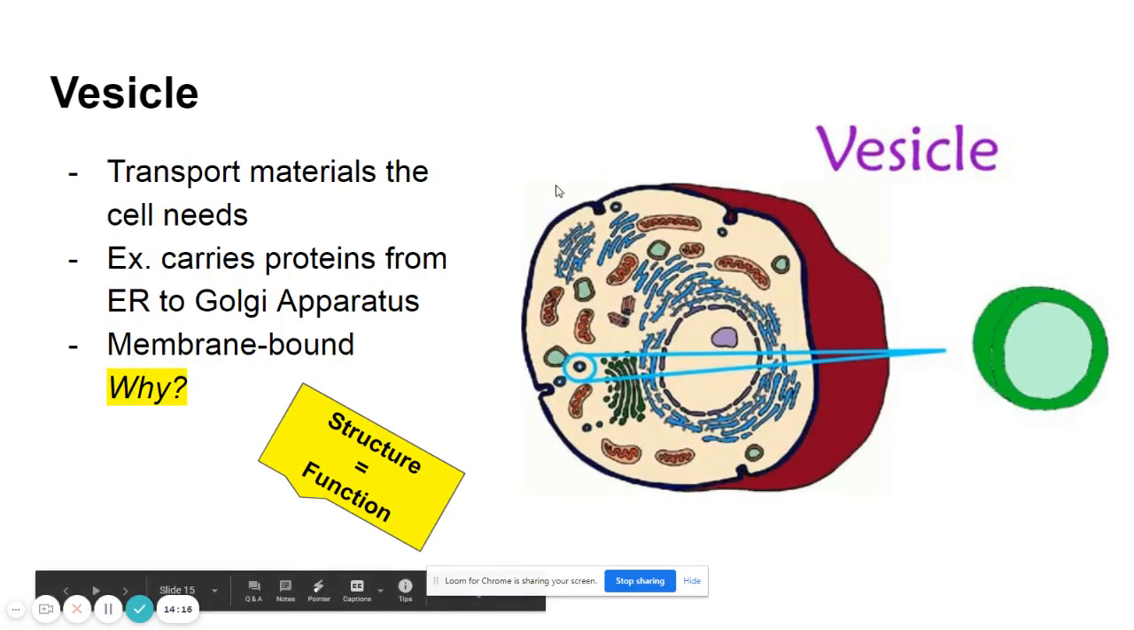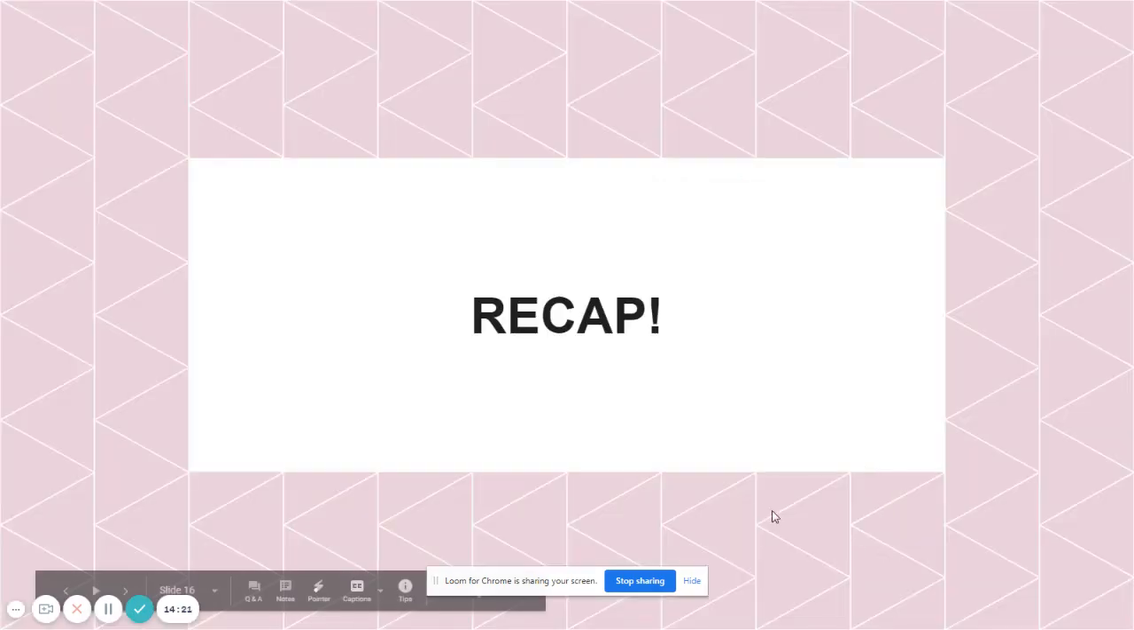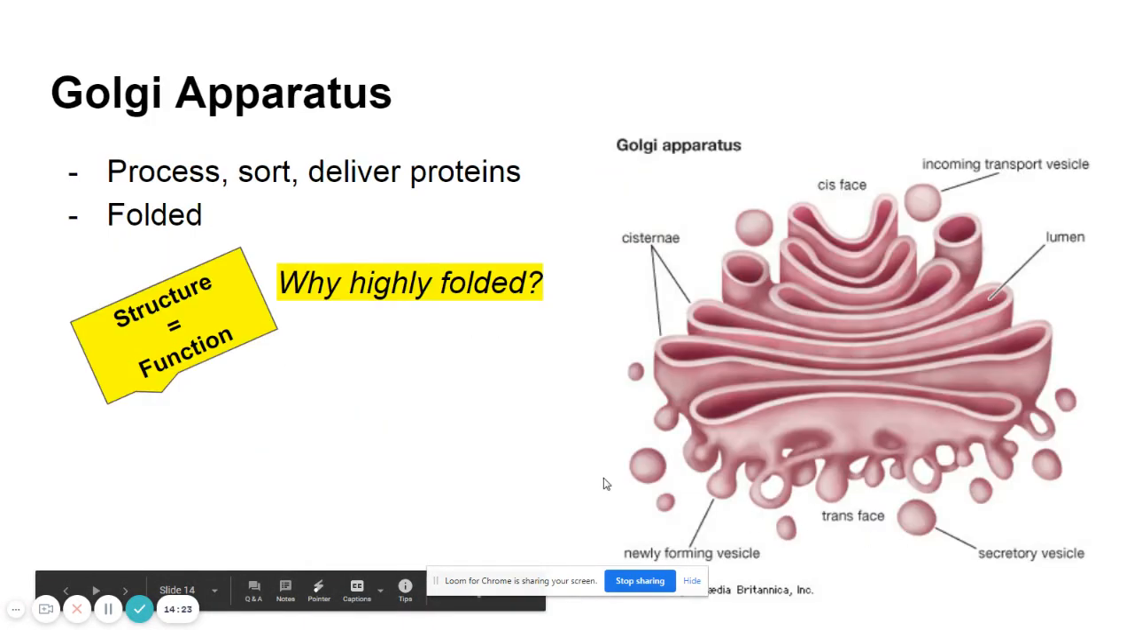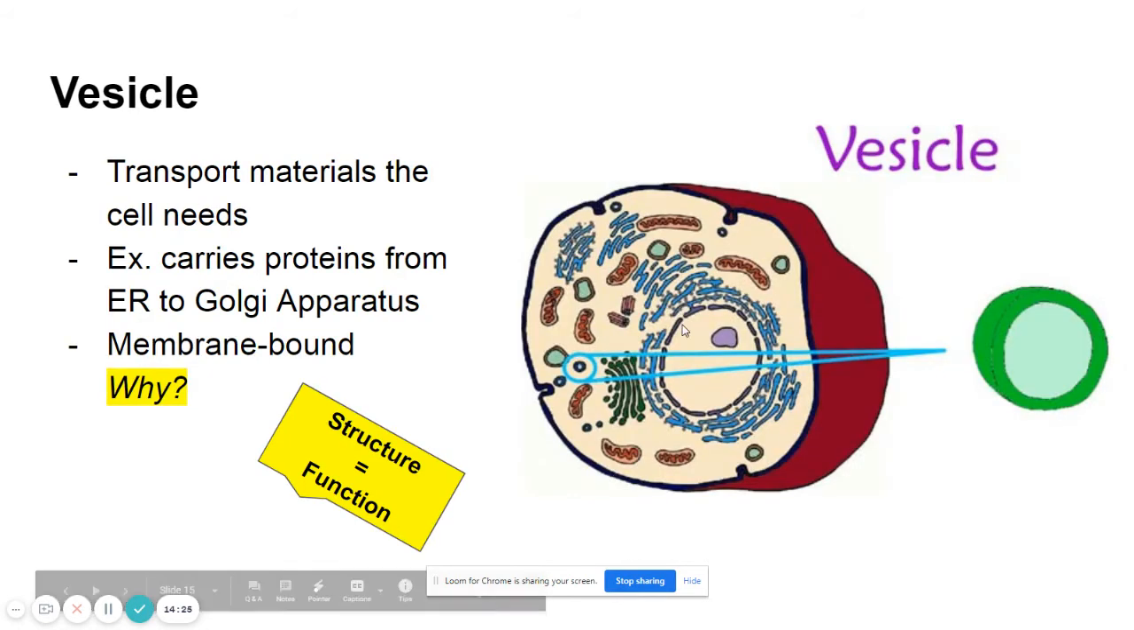So I already kind of discussed the vesicle. I said that this is where the Golgi apparatus, these little circles or spheres, this is where the protein is going to be found. So this is the vesicle right here. You'll notice that it is found kind of all around the cell. The vesicle, its main job is it's a transportation device.